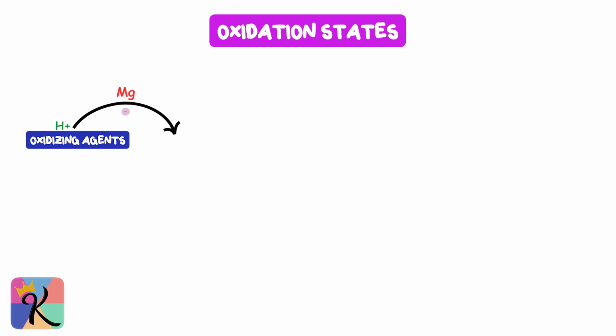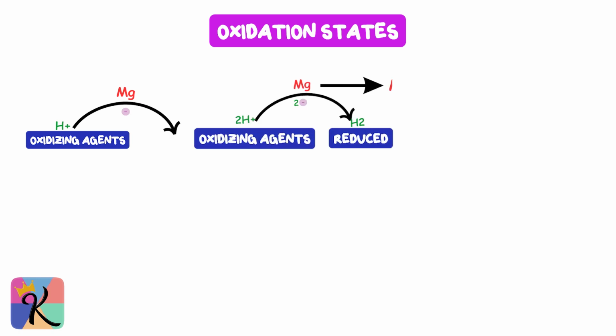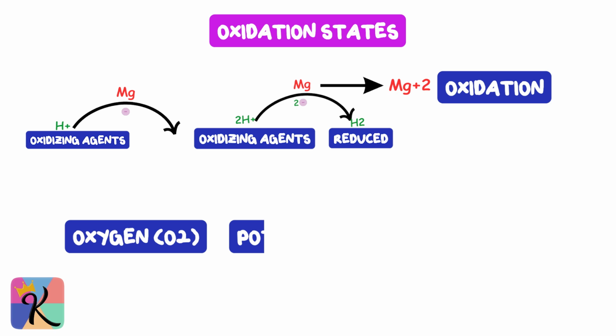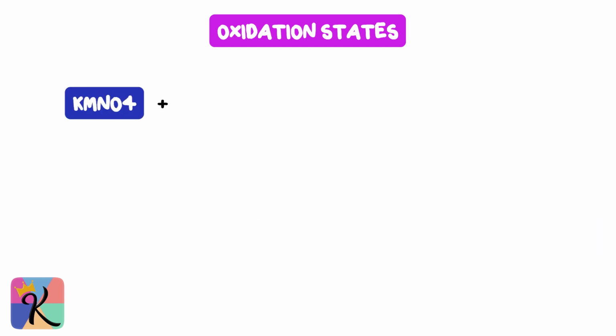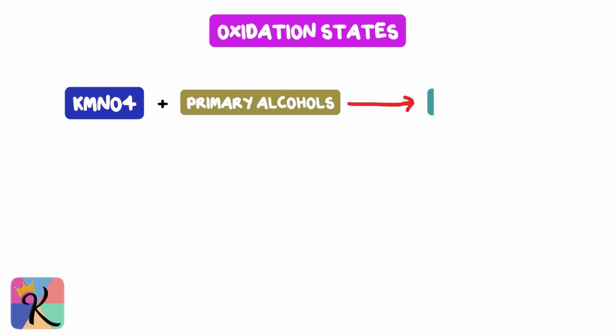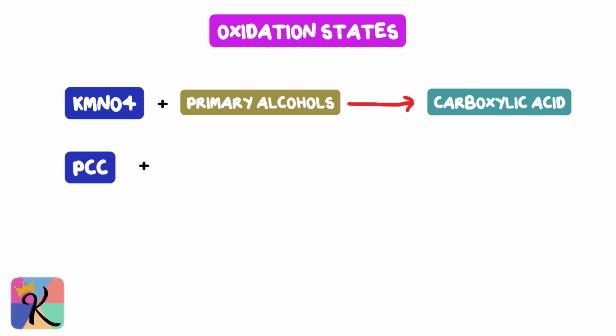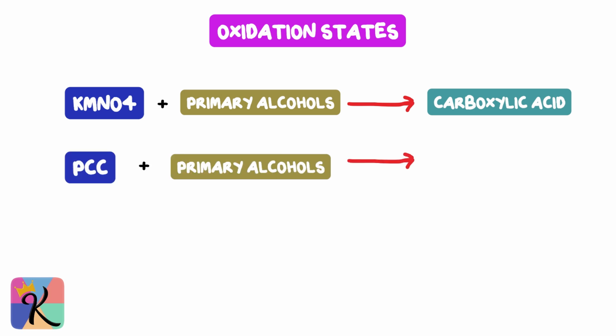An oxidizing agent is a compound that gains electrons, meaning it's reduced, while facilitating the oxidation of another substance. Good oxidizing agents like oxygen, O2, or potassium permanganate, KMnO4, have a strong affinity for electrons, or are in high oxidation states. For instance, KMnO4 can fully oxidize primary alcohols to carboxylic acids, as shown here. However, using a milder agent like PCC allows the oxidation to stop at the aldehyde stage, preventing further oxidation.